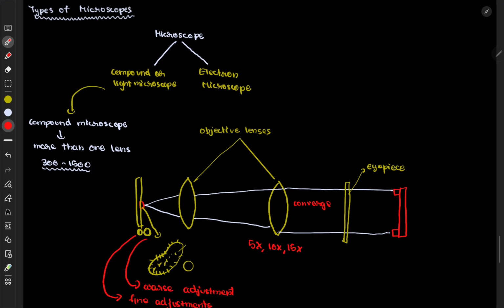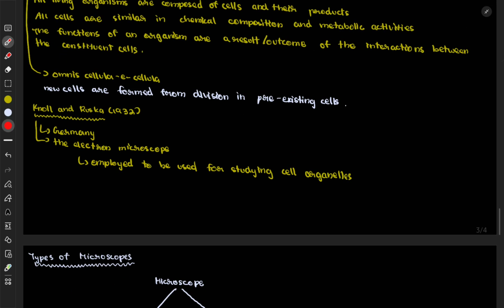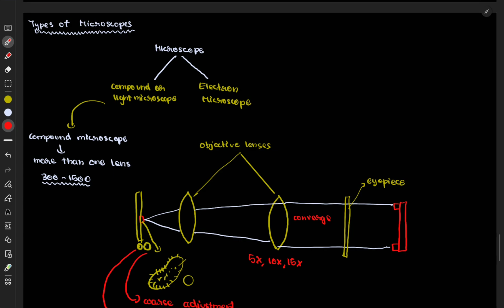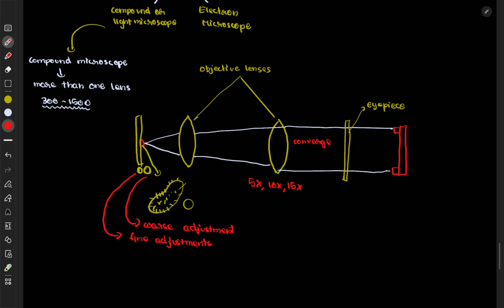Okay. So now let us also recap these types of microscope. Then, discovered from 1932, and also they were Germans, they discovered a microscope called the electron microscope. It is used for studying cell organelles. Then we have types of microscope, compound microscope and electron microscope. First, we are learning about compound microscope. A compound microscope has more than one lens. Either it can have one lens or more than one lens. Okay, 300 to 1500 times it would also magnify.